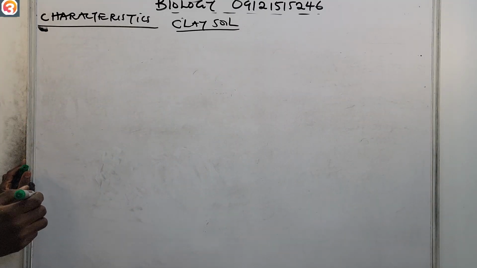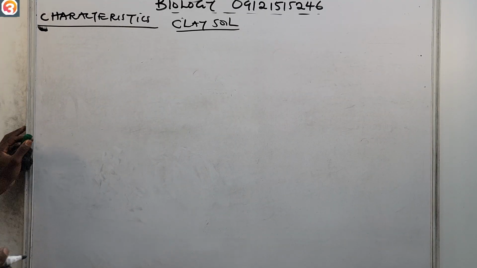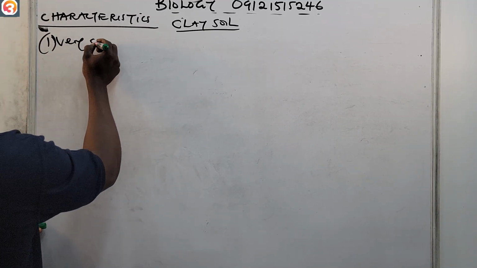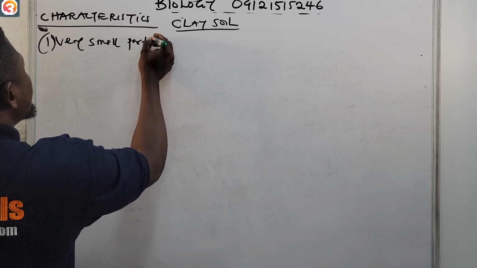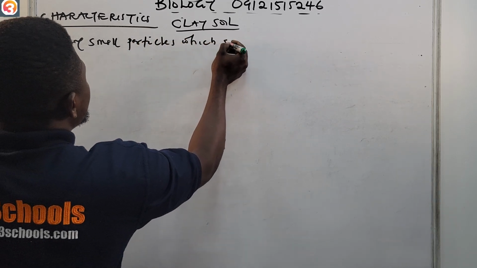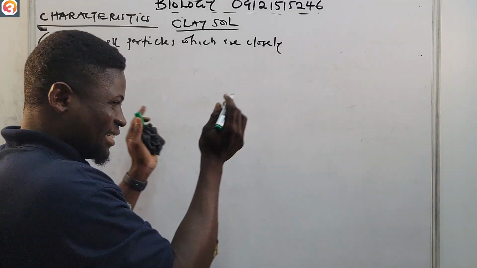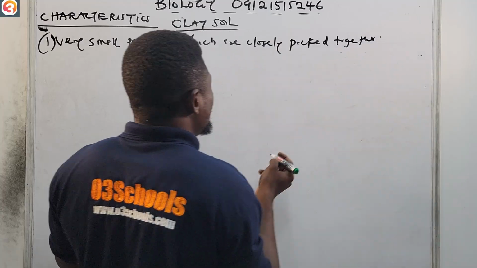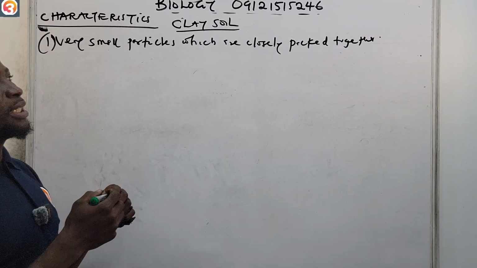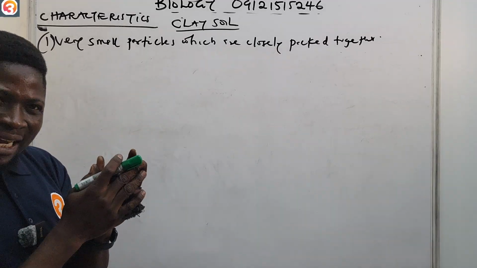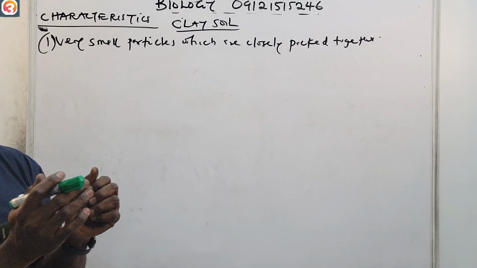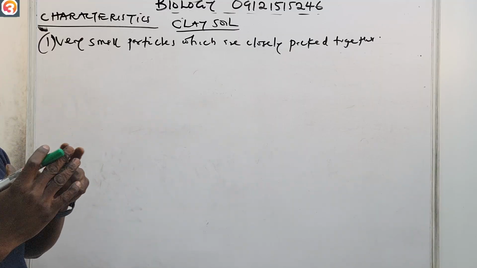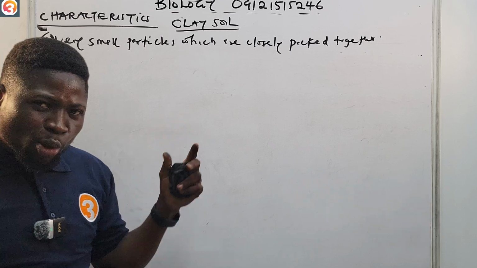Now, for clay soils, one of the characteristics that you observe is that they have, number one, very small particles which are closely packed together. Because they are packed together, the spaces between them are very limited. So they have limited air spaces between them.